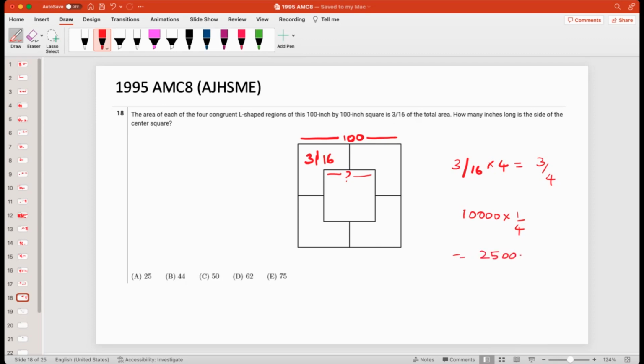Which is nothing but 2500. So if the area is 2500, what is the side? The area is a square, right? So a squared is equal to 2500. Therefore, a is equal to 50. So that's the answer. This will be 50. That's your answer, option C.